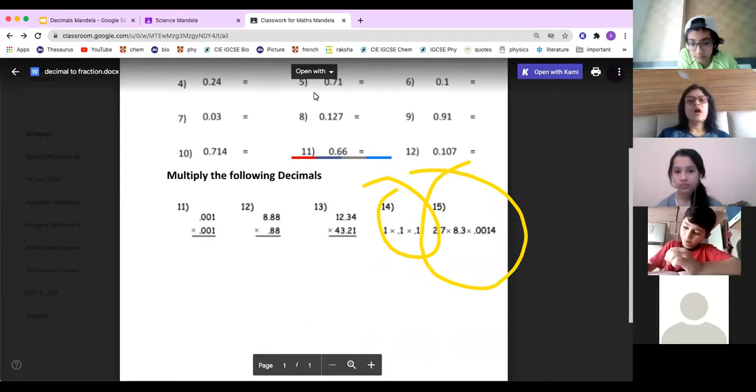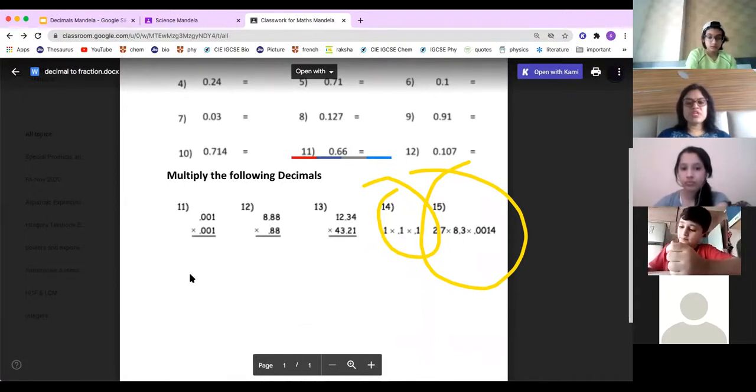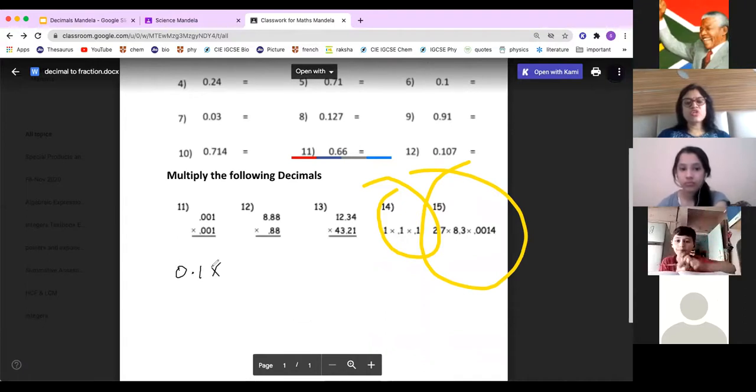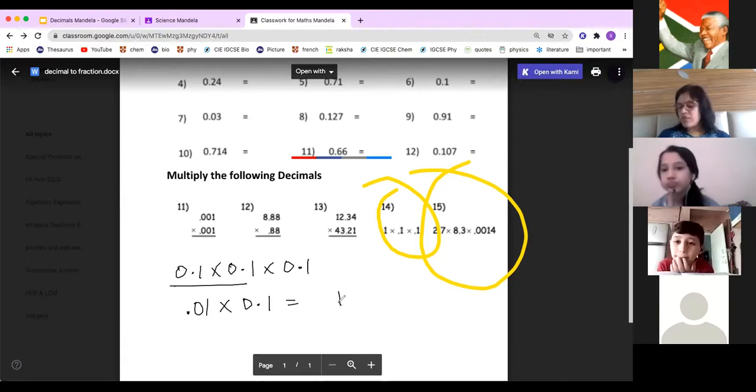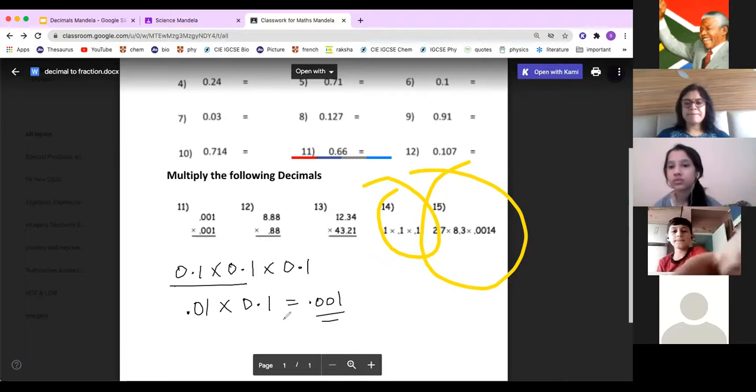So this is very simple. What you have to do, I was trying 3 times multiplication, but it is 0.1 into 0.1 into 0.1. So first you will multiply these two. 1 into 1 is 1. And how many decimal digits? 1 and 2. So 0.01 into 0.1. Now 1 into 1 is 1. And how many digits? 1, 2, and 3. So you'll get 0.001 as the answer. Yes. Okay, is it clear? Yes.